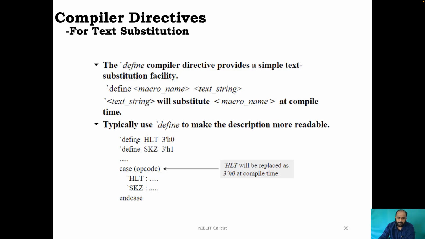For example, you see the usage below: it is written `define HLT 3'h0, `define SKZ 3'h1. So whenever we further use HLT with a tick mark, the compiler will read it as equal to 3'h0. Whenever it sees the opcode `SKZ, it will be read as equal to 1. Just like what we have with parameter, this is yet another method for assigning a string or a constant value to a text macro.